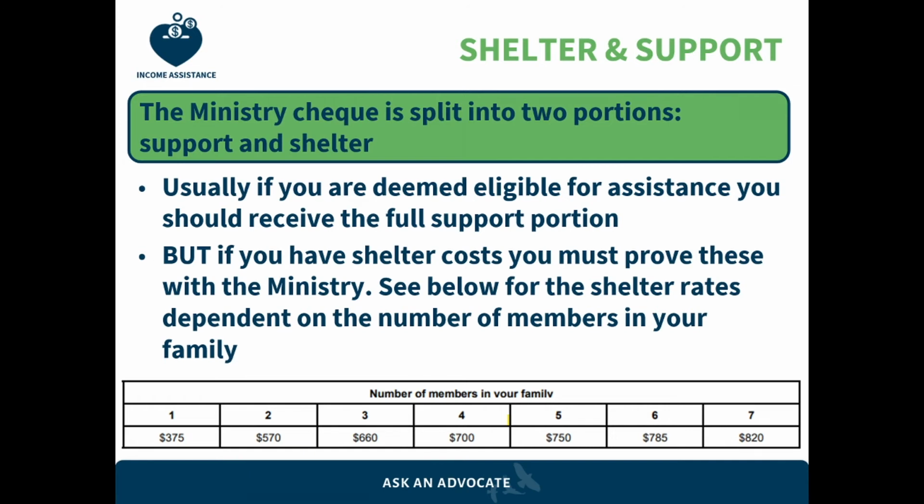In addition, if their rent is lower than the maximum rate for their family size, they will only receive the actual cost of their shelter rather than the maximum rate. For example, if the applicant is a single person, the maximum amount they could receive for shelter is $375. But if their rent is $200, they would then only receive $200. See the chart on the slide for the maximum shelter rates dependent on the number of members in a family unit.